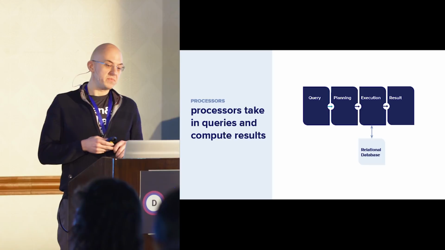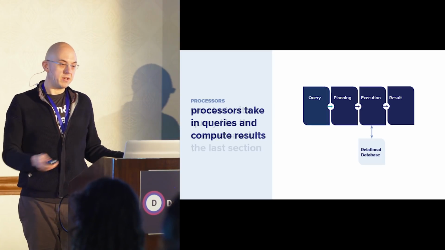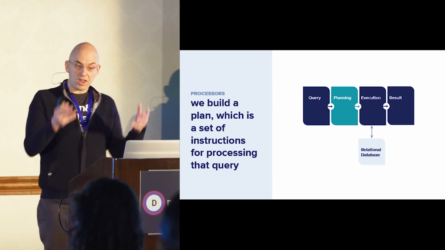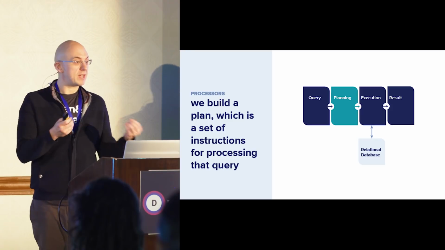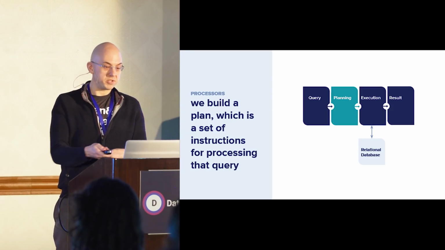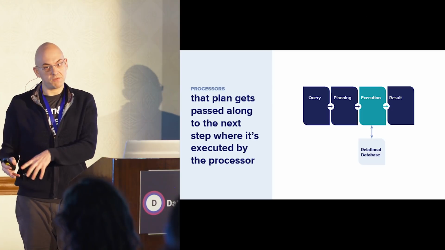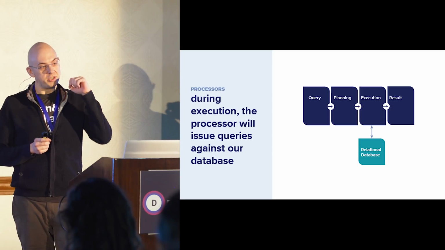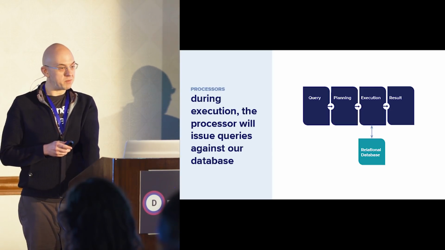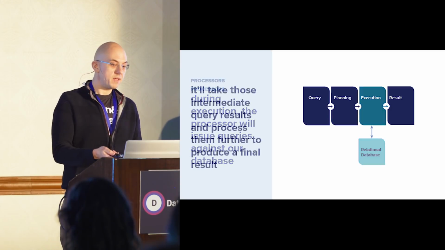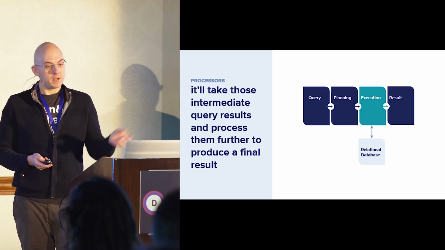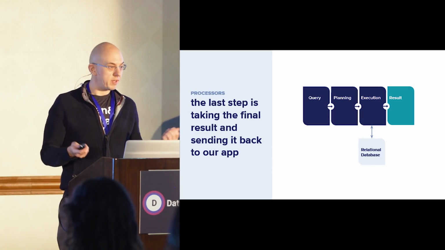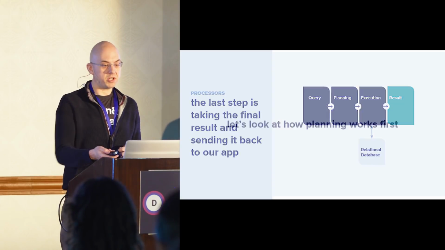So at a high level, you can think of a processor as 4 stages. First step is they take the query that we just saw from the previous step. They plan the query, so they build a set of instructions for processing to get to the final result. The plan moves to the execution phase where our processor executes the plan. As part of that execution, we'll actually run queries against our underlying relational database. We'll push things down into that layer. We'll bring that back up to the processor. We'll do some post-processing there, and we'll return our final result to our application where it can build it into a data component or a visualization or what have you.